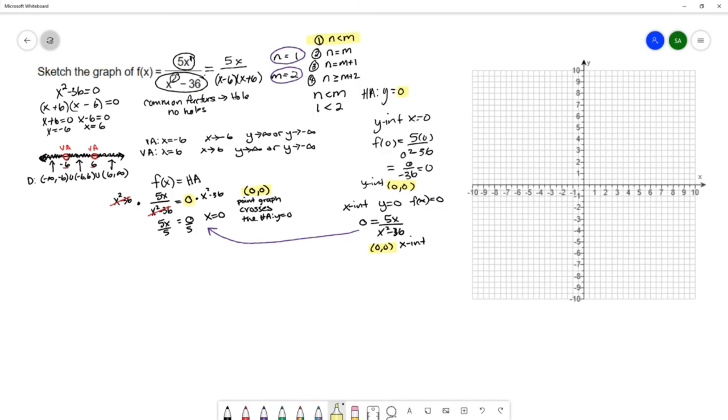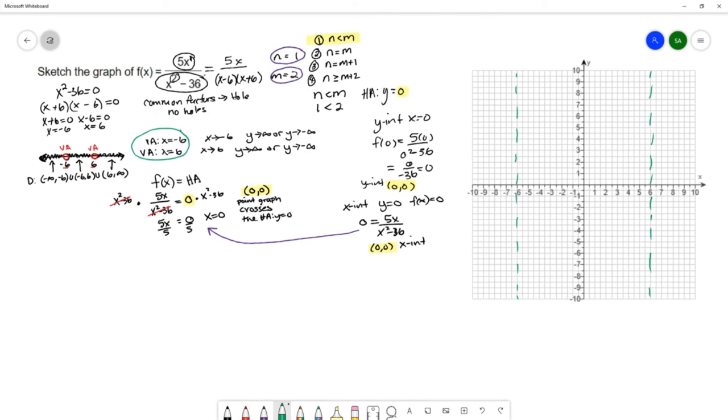So let's start writing down what we've learned so far. We have learned that we have vertical asymptotes at x equals -6 and +6. So I'm going to draw a vertical dashed line at x equals 6 and a vertical dashed line at x equals -6. These vertical dashed lines are going to act as guides on how to draw the graph.